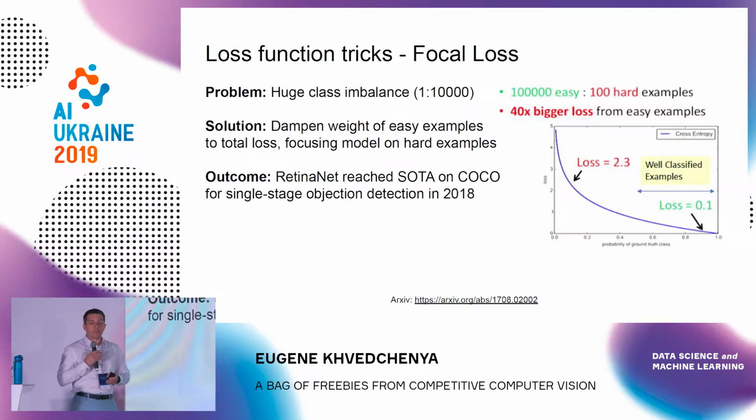So basically, if we have a class imbalance of 1 to, let's say, 10,000 samples, then our easy samples will just dominate the loss.